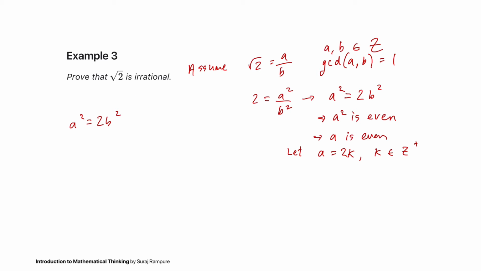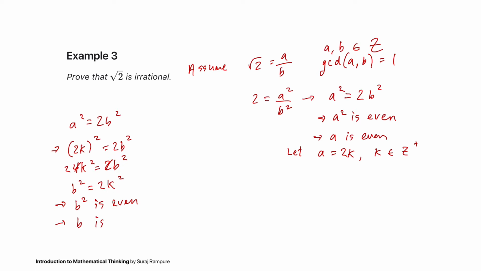I have a squared is equal to 2b squared. I can plug in 2k, so I have (2k) squared is equal to 2b squared. That means 4k squared is 2b squared. But that means b squared is 2k squared. But now what can I say about b? Or b squared first. We have that b squared is even, right? So it tells us b squared is even, which for now we're assuming that means b is even. Can anyone spot the contradiction?